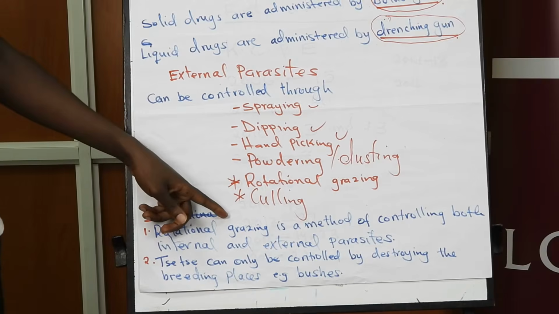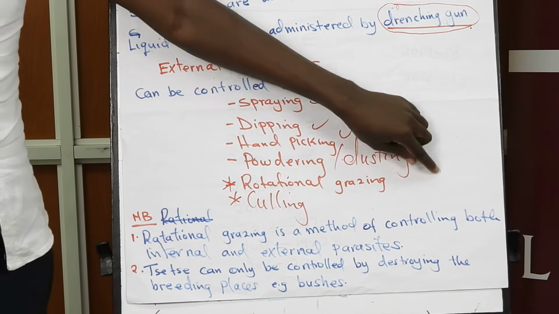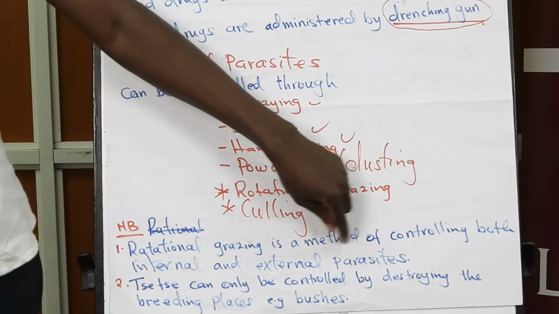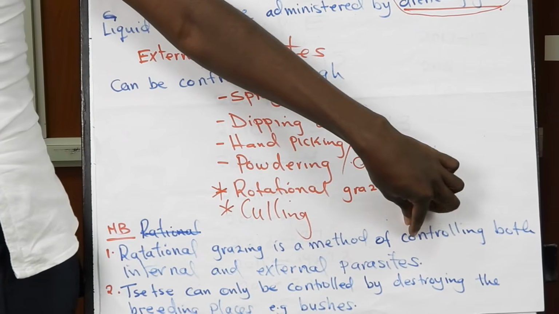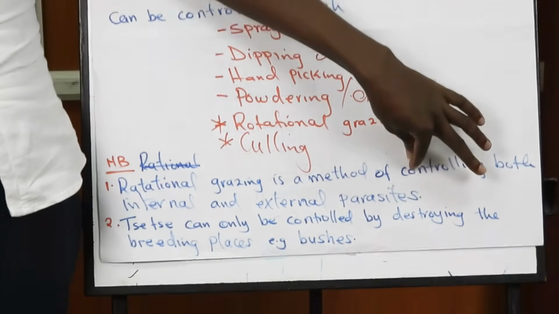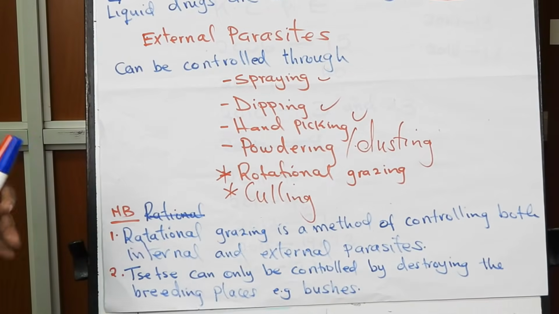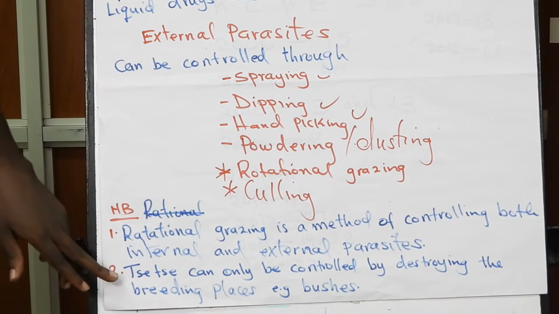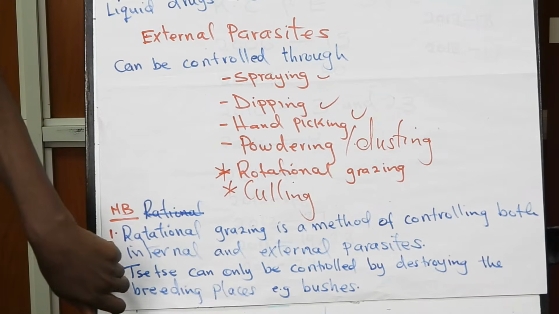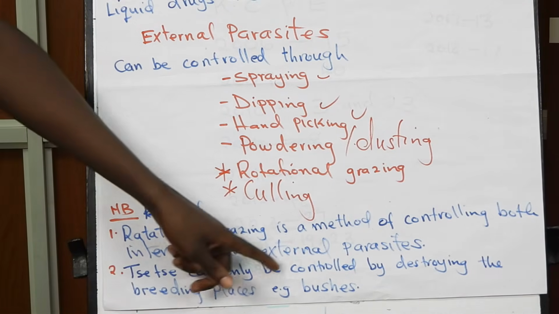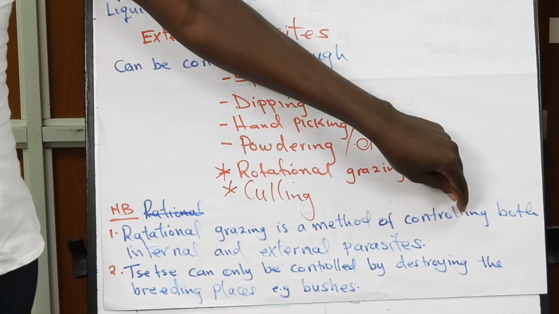Rotational grazing is a method of controlling both internal and external parasites. That's a very common question in the exam, both in KCPE, and I will give you an assignment from the KCPE past papers.